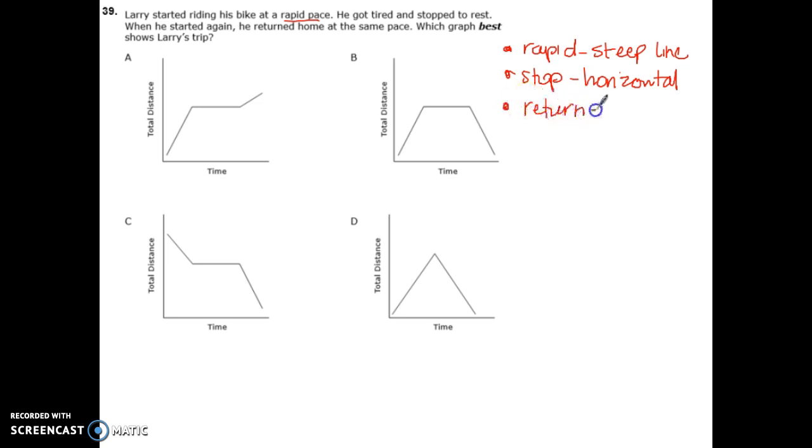Return is back to the x-axis. So these are the only ones that go back to the x-axis. All right, but this one doesn't show a horizontal line. This one doesn't show going back. This is declining in distance. He's gaining distance. He started riding his bike at a rapid pace. You're covering distance, you're not returning back home. The answer is B.